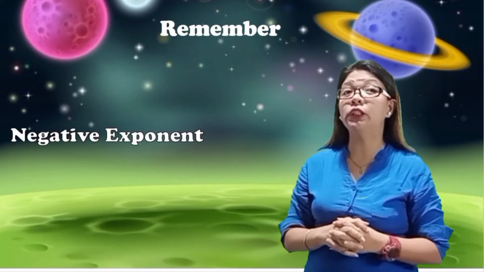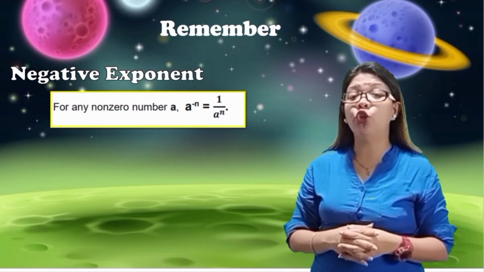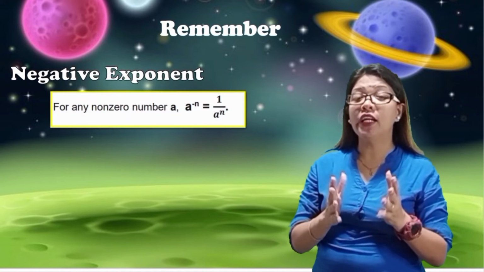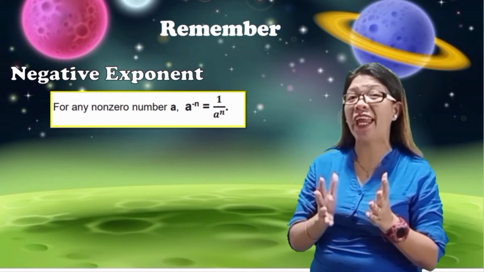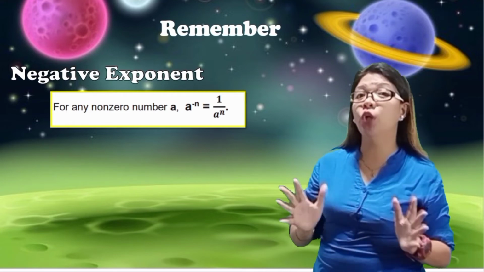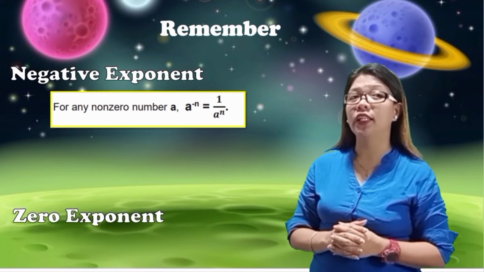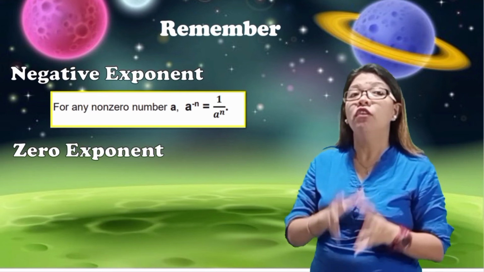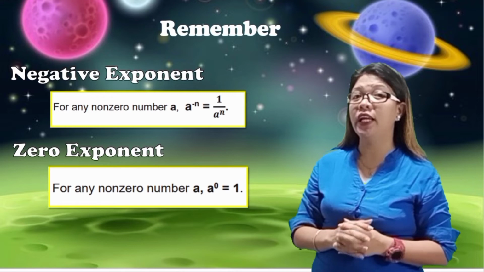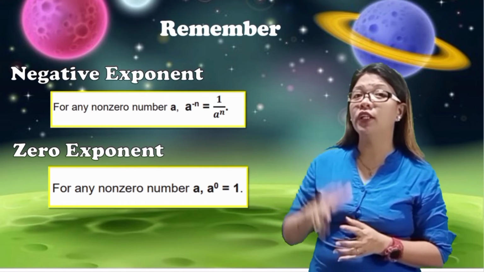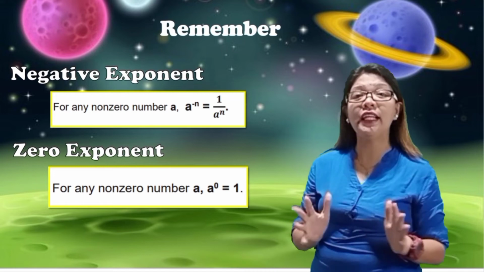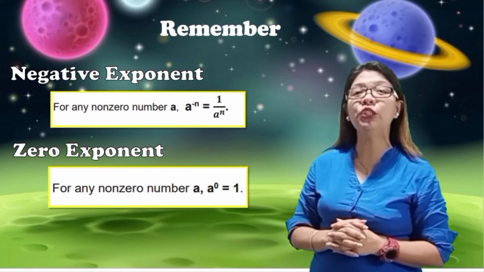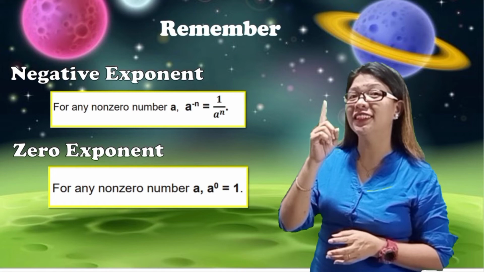Remember for negative exponents, for any non-zero number a, a raised to negative n is equivalent to 1 over a to the n power. We have no negative exponent. And for zero exponent, for any non-zero number a raised to 0 is equal to 1. Take note that any number or any symbol raised to 0 is equivalent to 1.